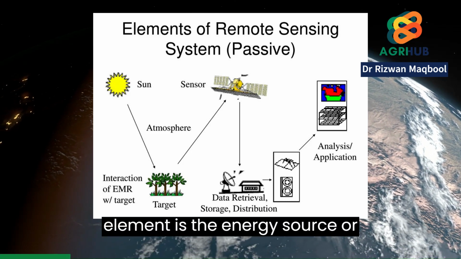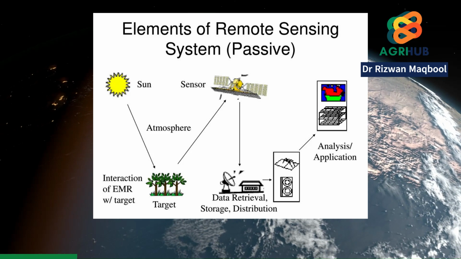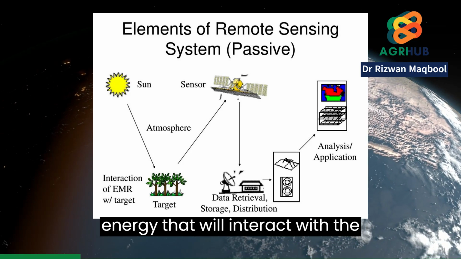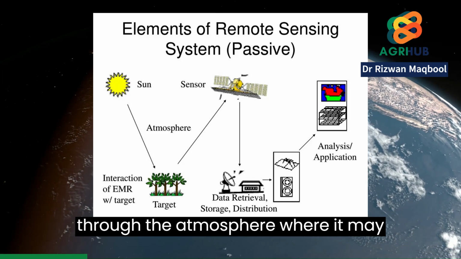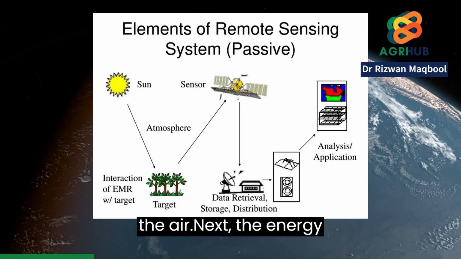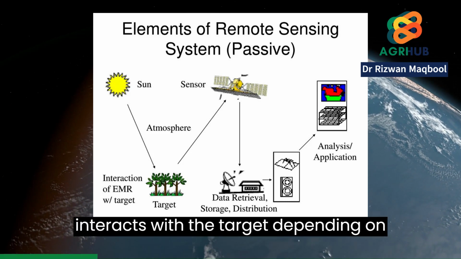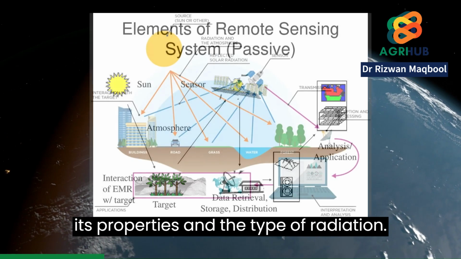The first element is the energy source or illumination. This is what provides the energy that will interact with the target. The energy then passes through the atmosphere, where it may interact with the gases and particles in the air. Next, the energy interacts with the target, depending on its properties and the type of radiation.